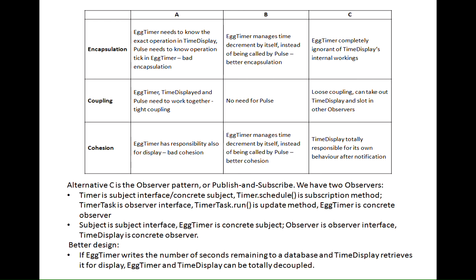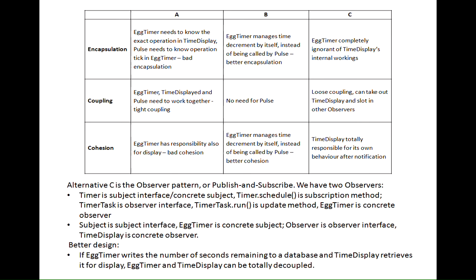From the aspect of coupling, for alternative A, the egg timer, time display, and pulse need to work together, so it's a tight coupling. And for alternative B, because there is no pulse, it's actually a better coupling than A. For C, it's the most loose one. It can take out the time display and slot in other observers.